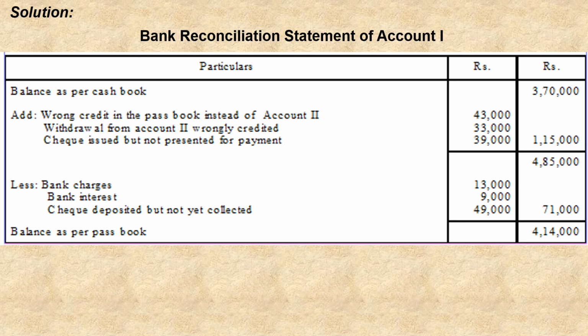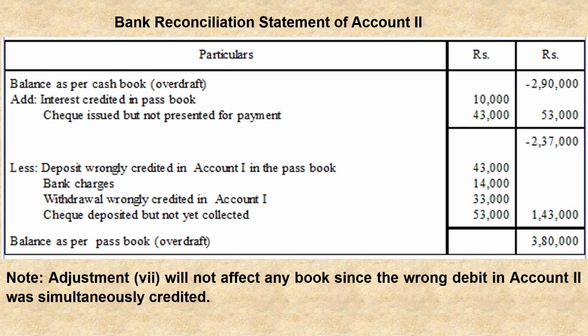Bank reconciliation statement of Account 1 is presented here. Bank reconciliation statement of Account 2 is presented here. Note. Adjustment 7 will not affect any book since the wrong debit in Account 2 was simultaneously credited.